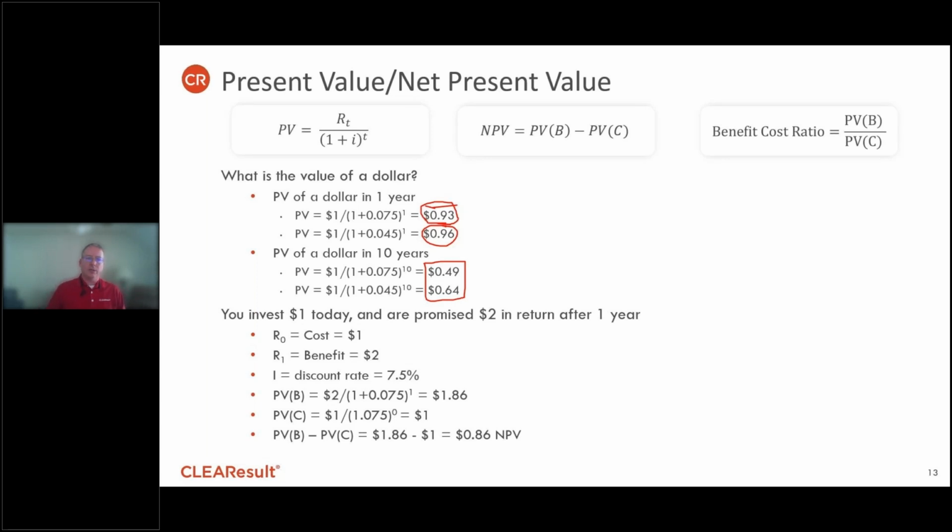And then we, again, plug into that PV formula, each of those. You see that then $2 a year from now is not really worth $2, it's worth $1.86. The dollar today is worth $1 today because it's $1 today. And then the net present value is the difference between those two, right? You take the present value of your benefits minus the present value of the cost, $1.86 minus 1, and that gets you the net present value. The gross present value would be $1.86. The net present value would be 86 cents because it's the benefit minus the cost. So that's net present value.